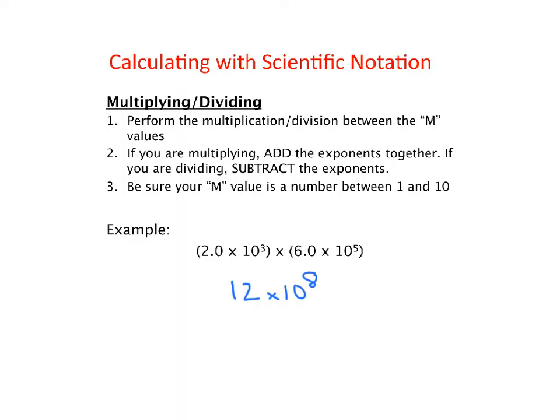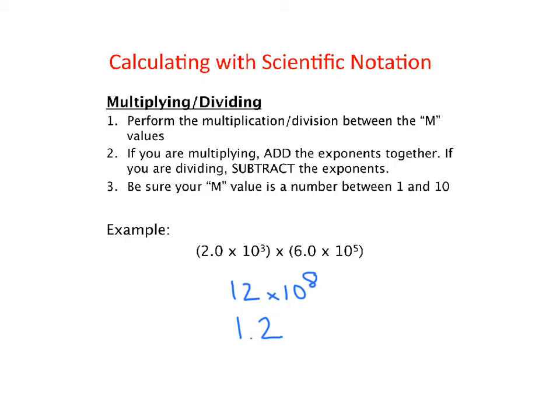Notice the base number is not a number between 1 and 10. It's actually greater than 10. We need to make sure this is written correctly. So the obvious thing would be to put the decimal between 1 and 2, making it 1.2.